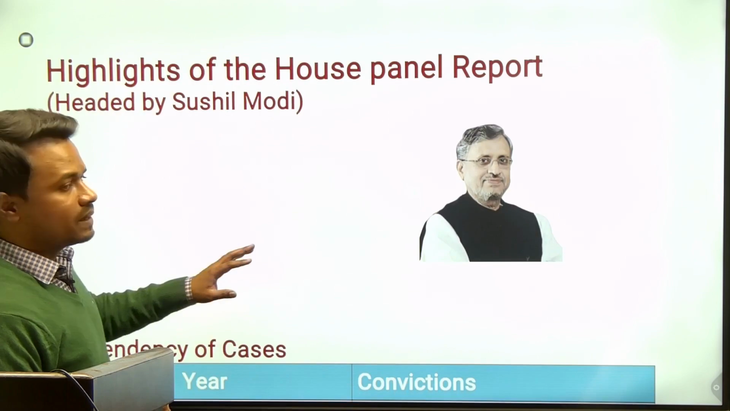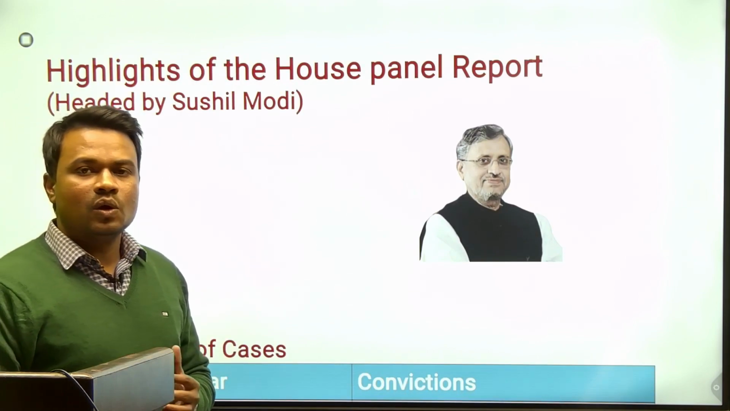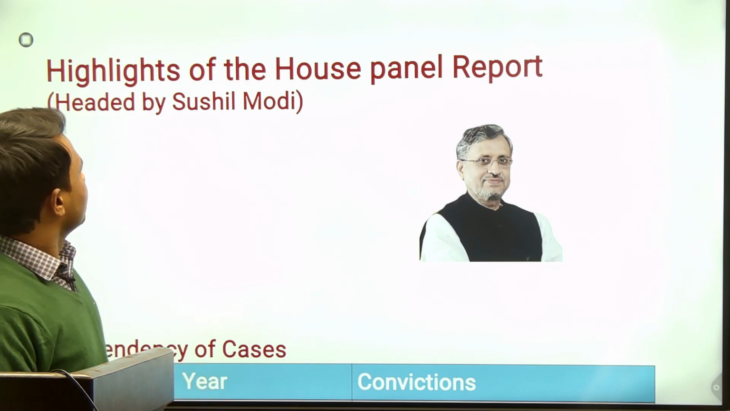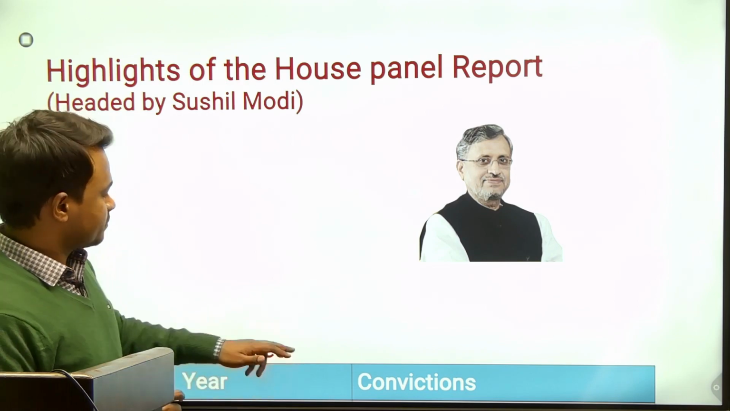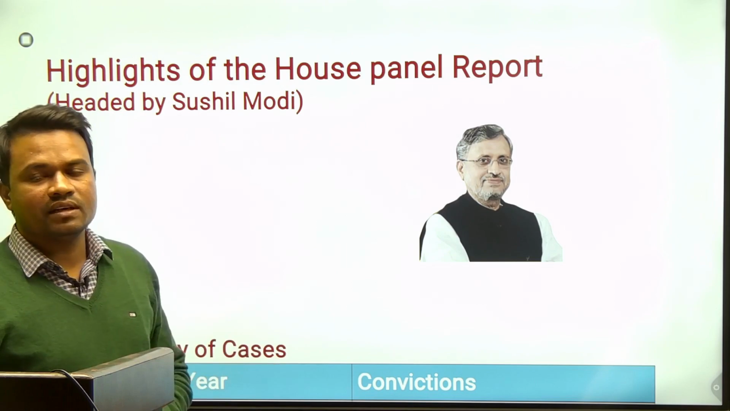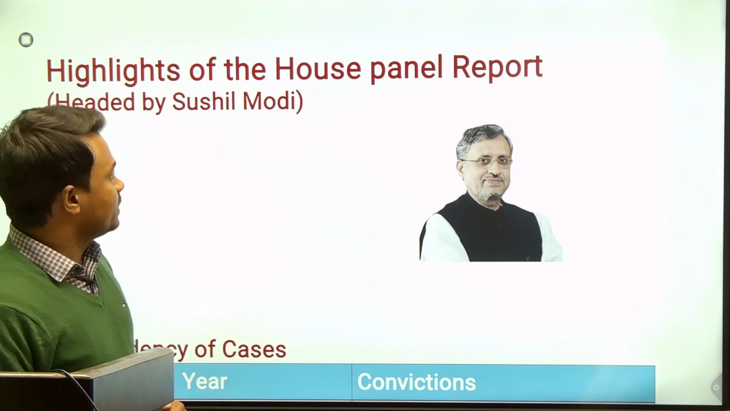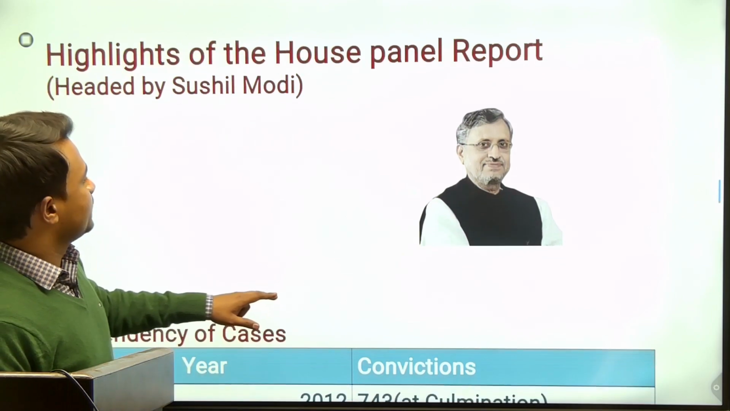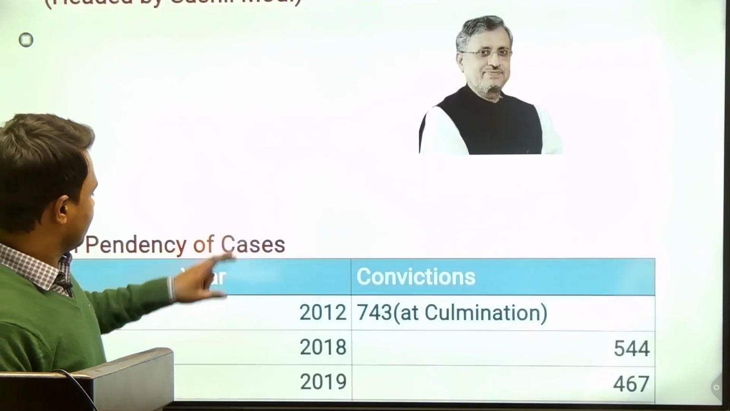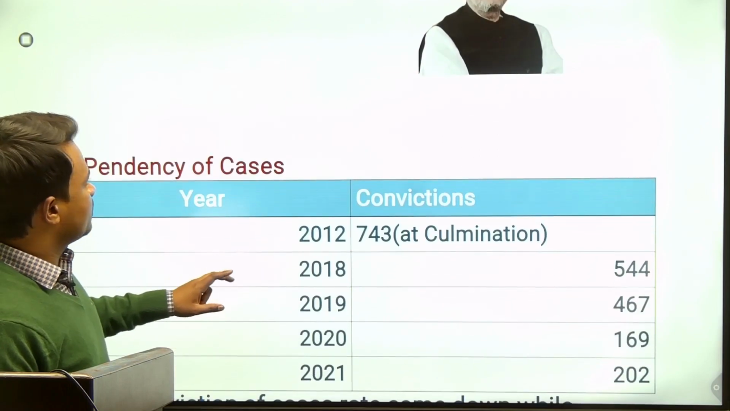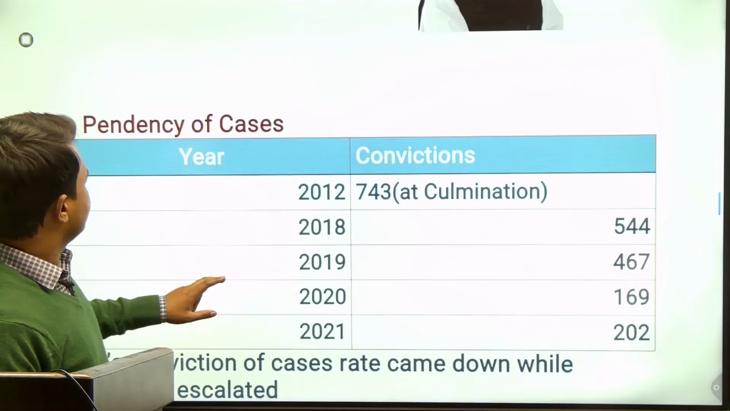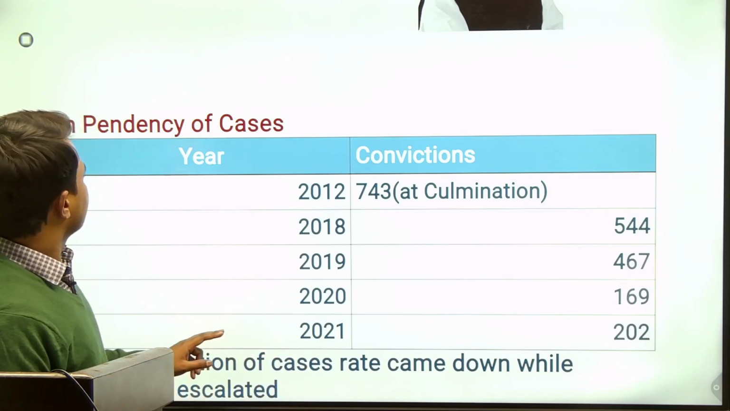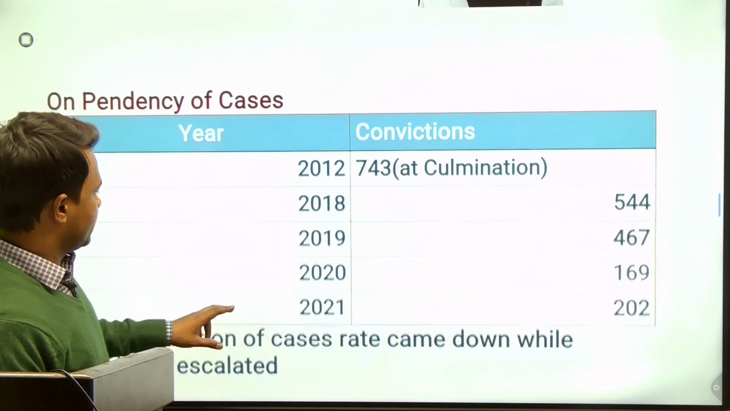This particular departmental related committee on law, personnel, justice and grievances is headed by Sushil Modi ji. We know Sushil Modi ji, one of the prime figures in Indian politics, the former deputy chief minister of Bihar, and he is now a Rajya Sabha member. So what were the highlights of their report tabled in the house, on the pendency of the cases.